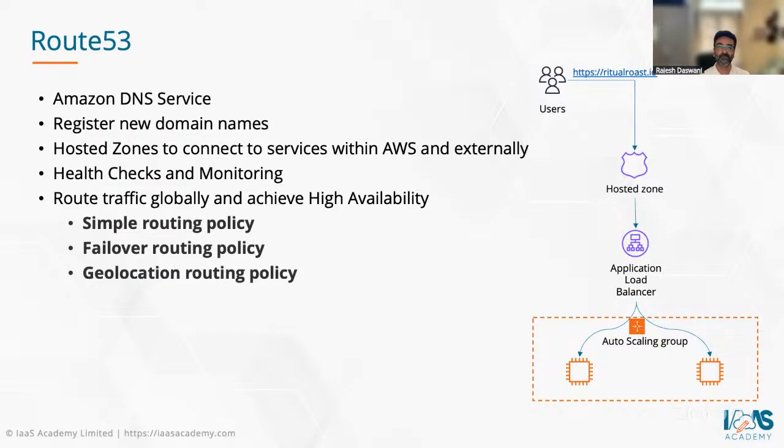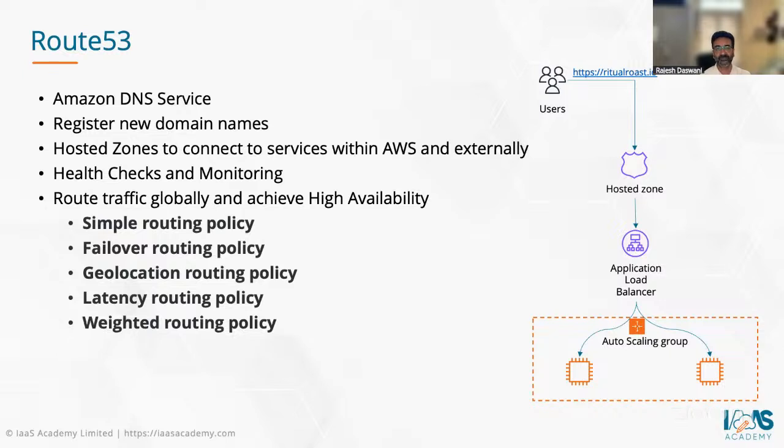Geolocation routing policy looks at the location of the end user. If the user is located in, say, Paris or somewhere in France, they're redirected to the Paris region, for instance, if that's where you're hosting your resource. So geolocation looks at the user's location. Latency routing policy looks at which resource in which region gives you the best or lowest latency and accordingly connects you to that resource.